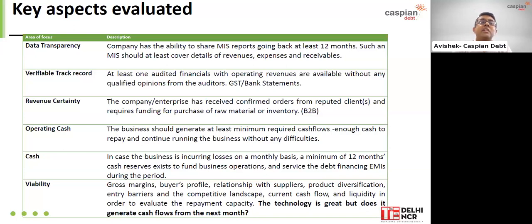Typically, the alternate lenders would expect a minimum of 12 months of cash reserves to fund the business operations, including the repayments. Anything shorter than that is generally not acceptable by lenders because it takes that much time to raise the next round of equity.